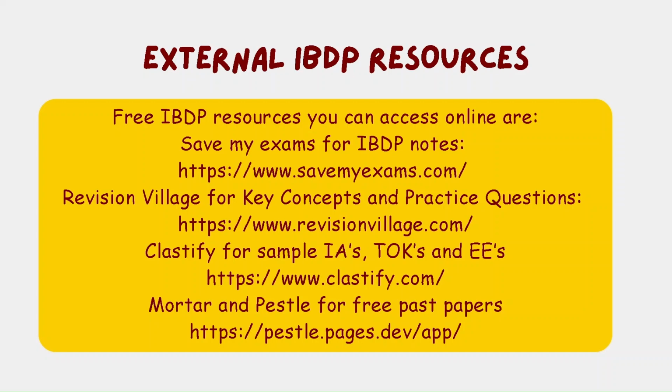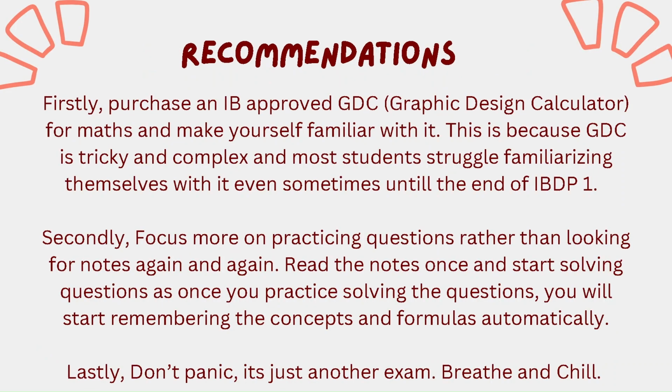Here are some recommendations for newcomers to the IBDP. Firstly, you need to purchase an IB-approved GDC. GDC is basically a graphic design calculator, and you must purchase it according to the IBDP-approved calculator guidelines, practice, and make yourself familiar with the calculator. This is because GDC is tricky to use and complex as well. And this is where most students struggle, familiarizing themselves with the device, even sometimes until the end of IBDP 1. Therefore, you must purchase it earlier and start using it to make yourself comfortable with the device.